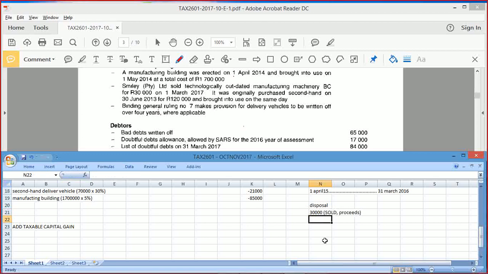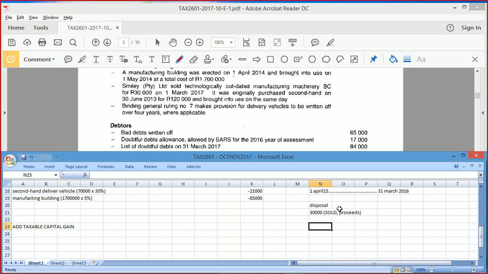Okay, of the proceeds, it was originally purchased secondhand on the 30th of June, 2013, and brought into use on the same day. So there's a few things we need to check here. I would draw a timeline because you've got lots of different dates here. Yes, sir. So 1 March is actually not too bad, because 1 March is already there. Is it during the financial year or outside? 1 March 2017 is within the financial year. Yes.